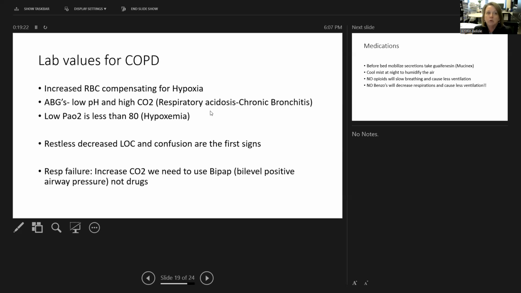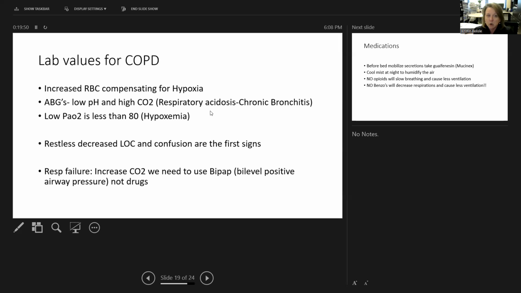So our lab values, of course, we're going to have the increase in red blood cells. That's compensating for the hypoxia. I've already talked about that twice. ABGs, you're going to have a low pH and a high CO2. So we're going to be in respiratory acidosis. We're going to see it immediately with our chronic bronchitis, but we will see it eventually with our emphysema patients. They have a low PaO2. If it's less than 80, they have hypoxemia. And that's what we see.